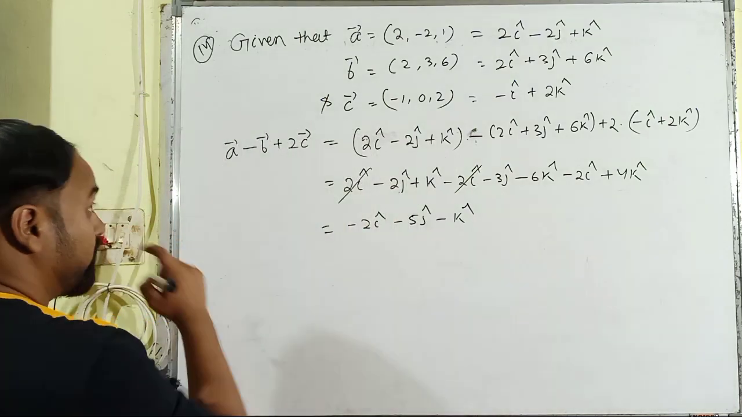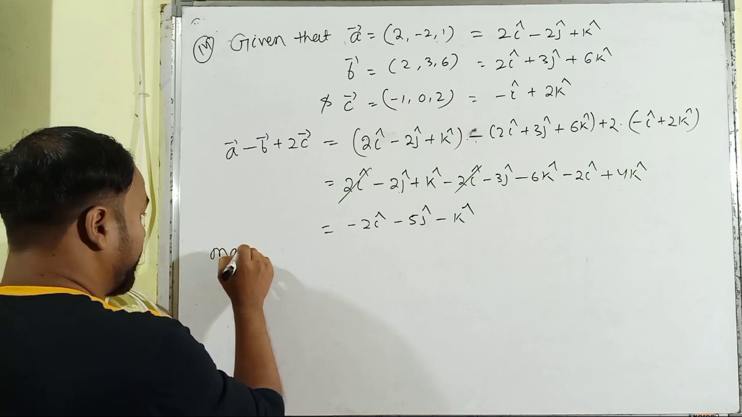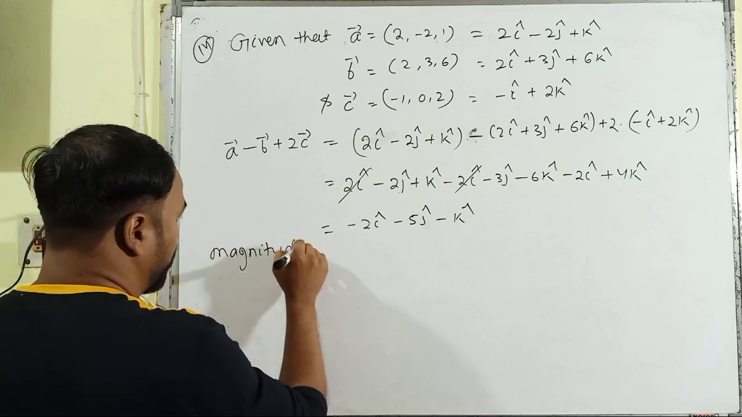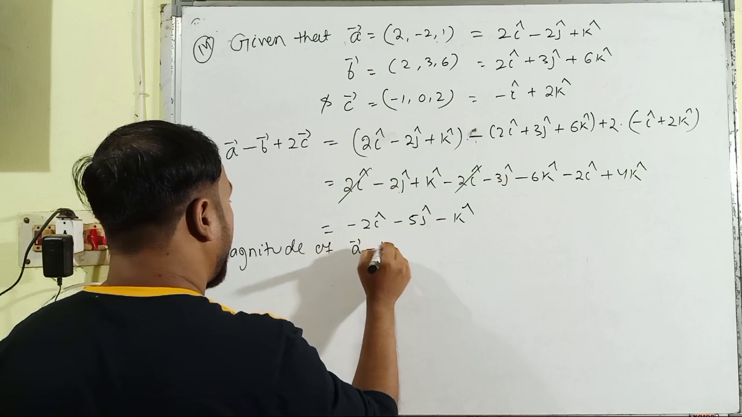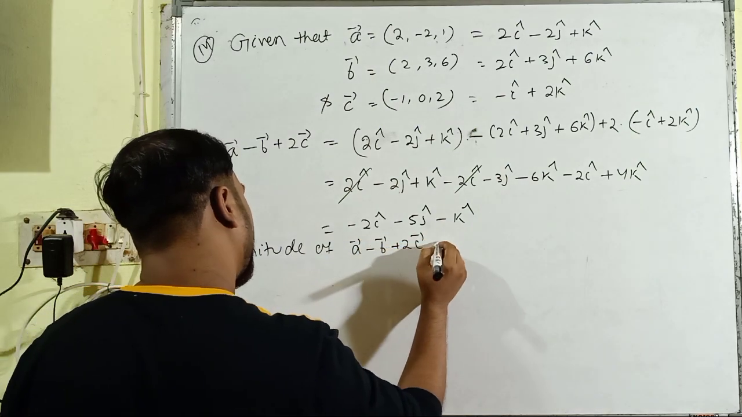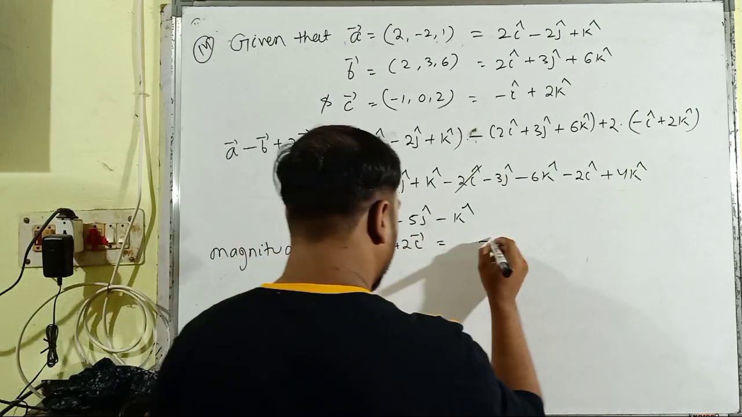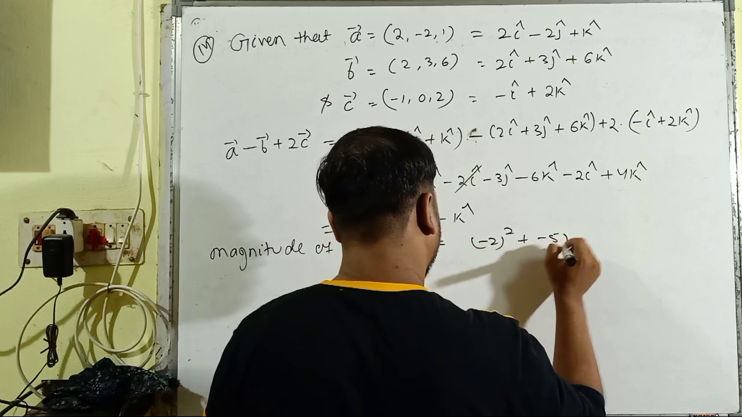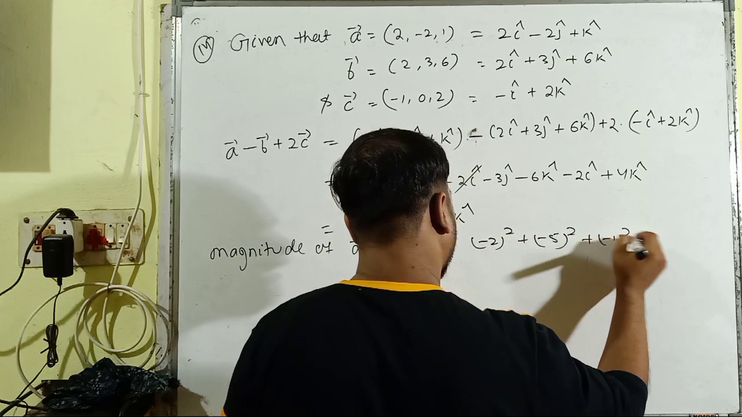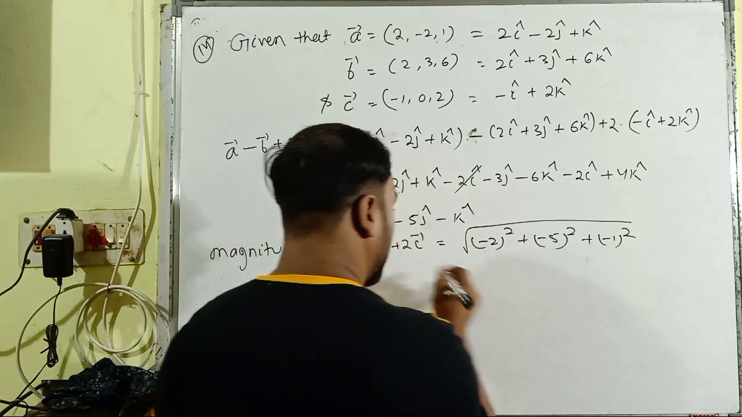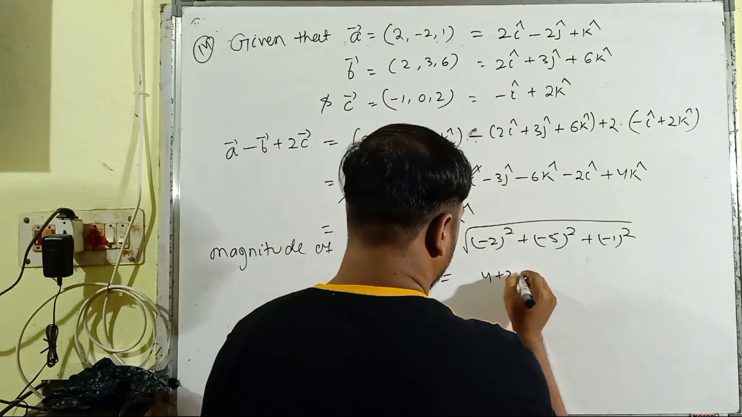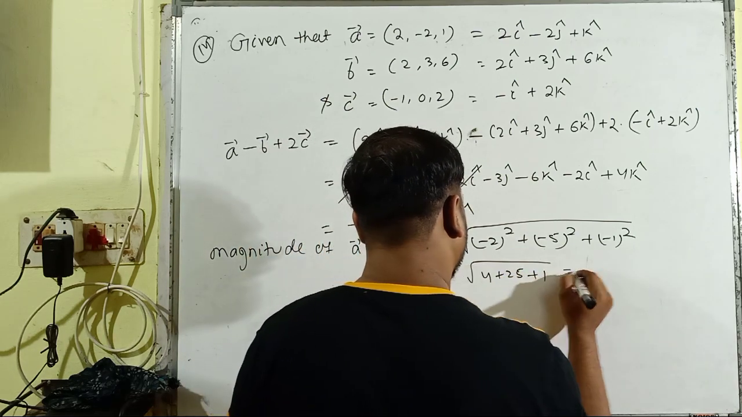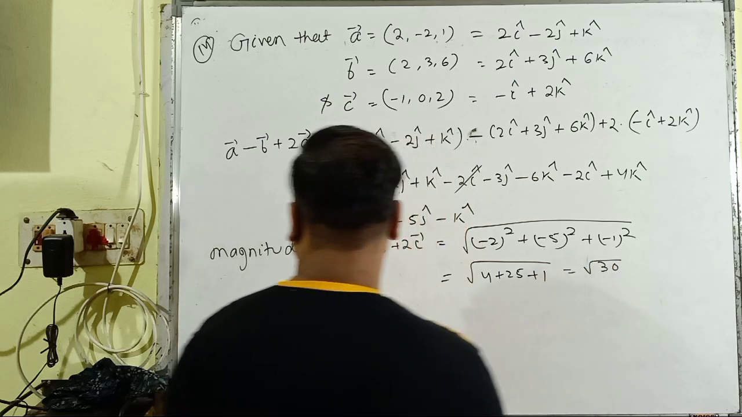Then we have to find out its magnitude. Magnitude of A vector minus B vector plus 2C vector is square root of (minus 2) squared plus (minus 5) squared plus (minus 1) squared. Then it is 4 plus 25 plus 1, and that is square root of 30.